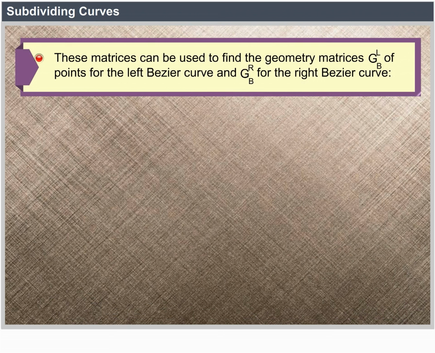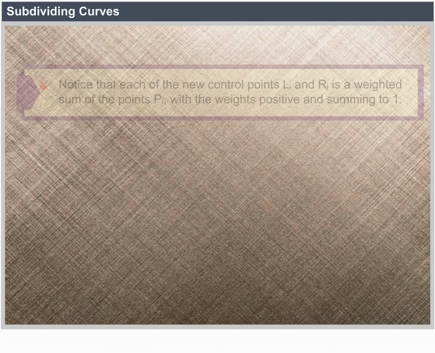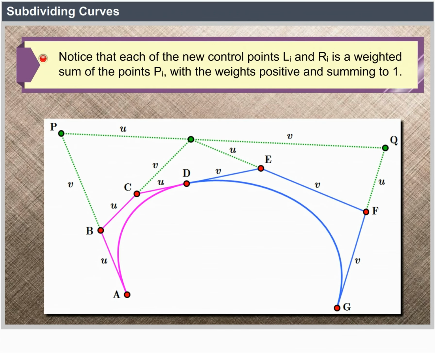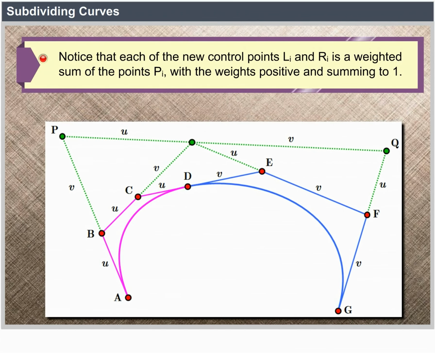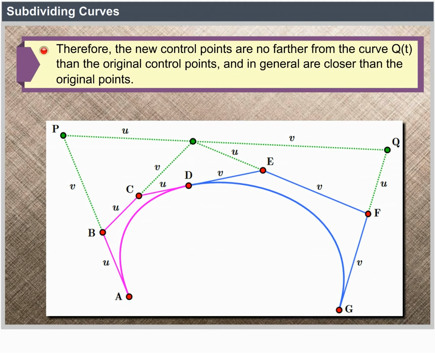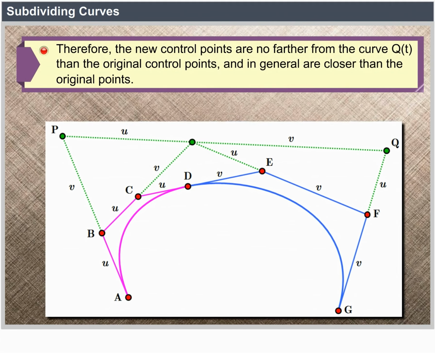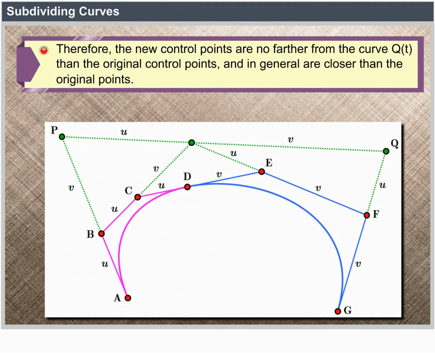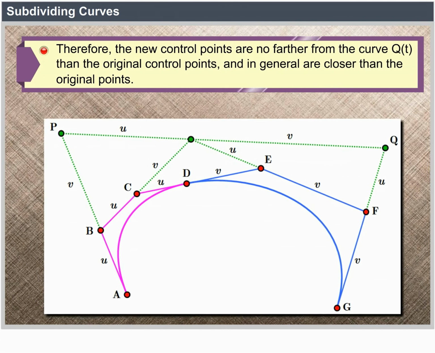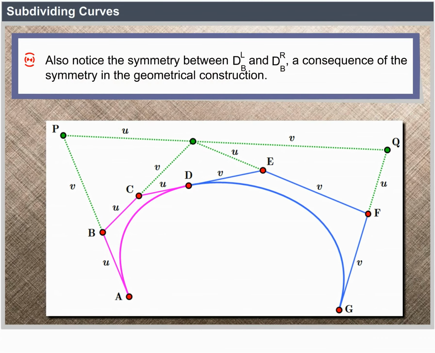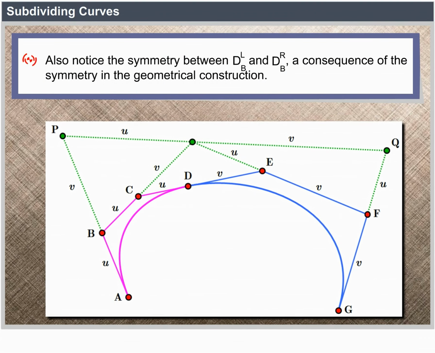Notice that each of the new control points Li and Ri is a weighted sum of the points Pi with the weights positive and summing to 1. Thus each of the new control points is in the convex hull of the set of original control points. Therefore the new control points are no farther from the curve Q(t) than are the original control points, and in general are closer than the original points. This variation diminishing property is true of all splines that have the convex hull property. Also notice the symmetry between DLB and DRB, a consequence of the symmetry in the geometrical construction.